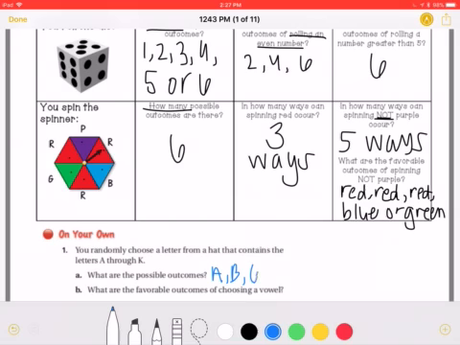So A, B, C, D, E, and so on. So those are all my possible outcomes. If you count them up, there's 11 of them. And then part B says, what are the favorable outcomes of choosing a vowel? So out of what you have there, which ones are vowels? Well, A, E, and I. So I would say A, E, and I.